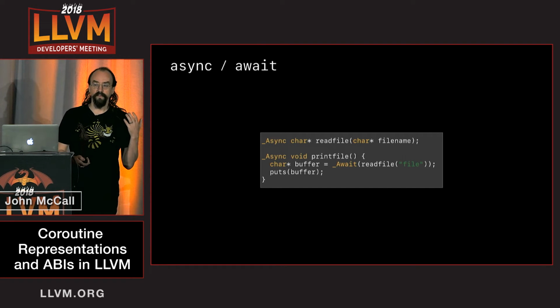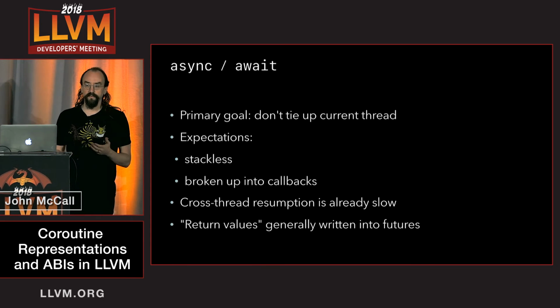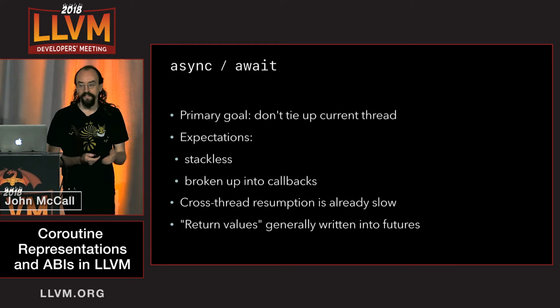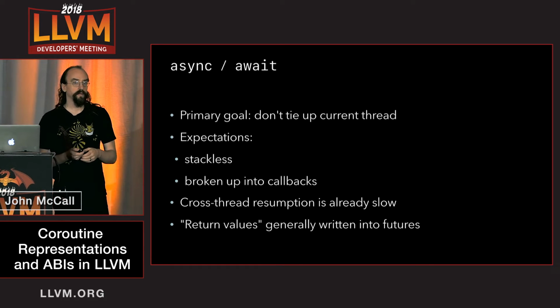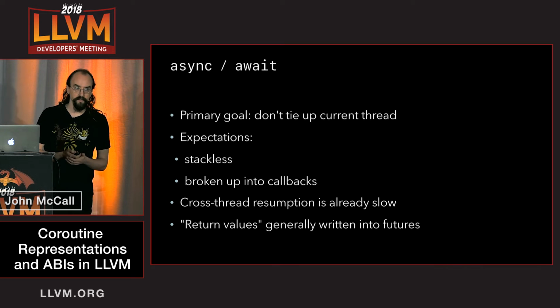So if I've got a read file function and a print, I forgot. Sorry, screwed that up. So yeah, the trade-offs that you want for async/await are very, very different from what you want for something like a generator feature.